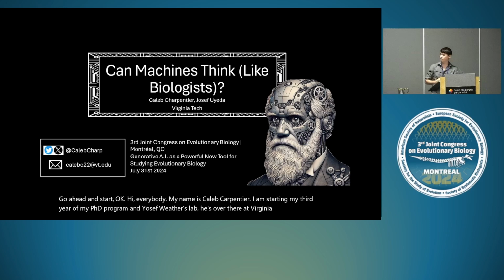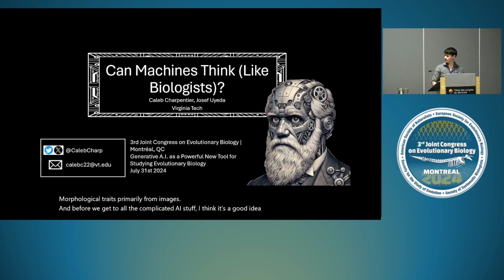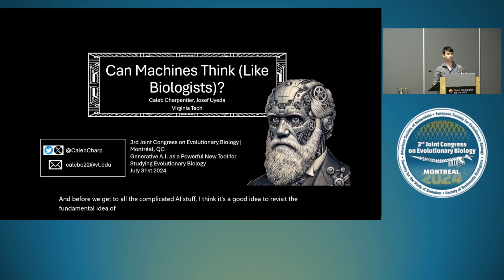And the broad theme of my research is that I'm interested in how we can use deep learning and AI methods to add some biological realism, or hopefully increase our biological realism, for the way we measure morphological traits, primarily from images. And before we get to all the complicated AI stuff, I think it's a good idea to revisit the fundamental idea of what we're doing when we measure things to begin with.